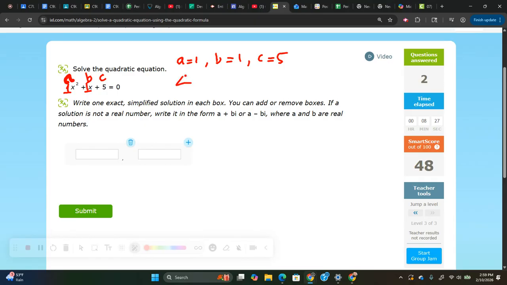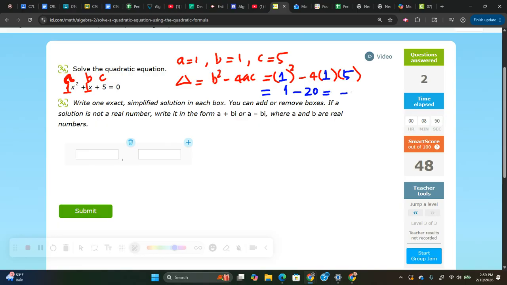Okay, let's find the discriminant: B squared subtract 4AC. So let's put in. B is 1, A is also 1, and C is 5. So I come out with 1 squared, that's 1, and this is subtract 20.